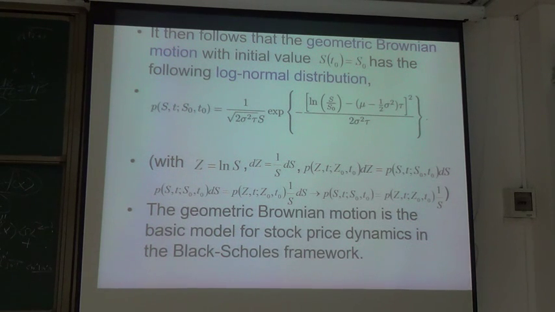These are the rules of the change of variables and the conservation of the probabilities multiplying the region length. The geometric Brownian motion is the basic model for stochastic dynamics in the Black-Scholes framework.